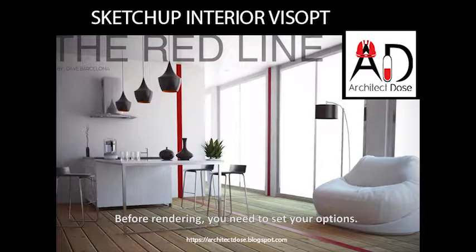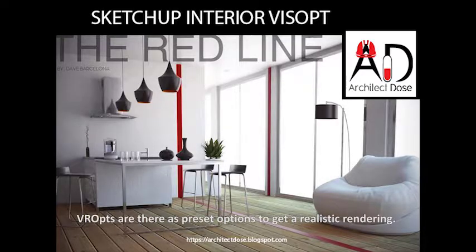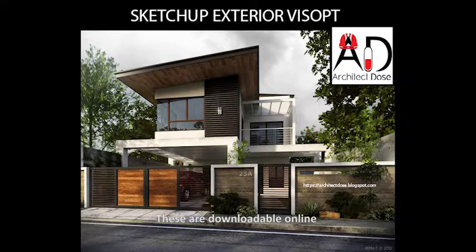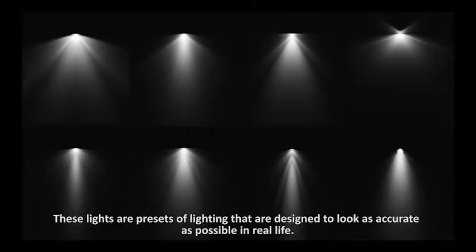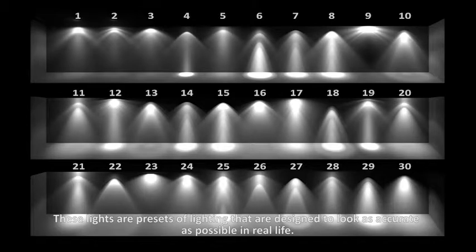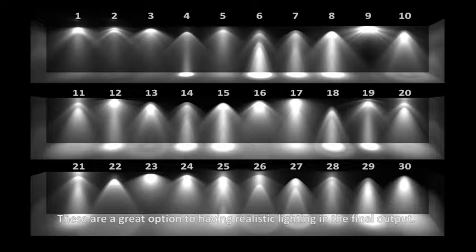Before rendering, you need to set your options. VR ops are there as presets to get to the realistic rendering. These are downloadable online. You also need to set up proper lighting. IES lights is an option for V-Ray. These lights are presets of lighting that are designed to look as accurate as possible in real life. These are a great option to have realistic rendering in the final output.